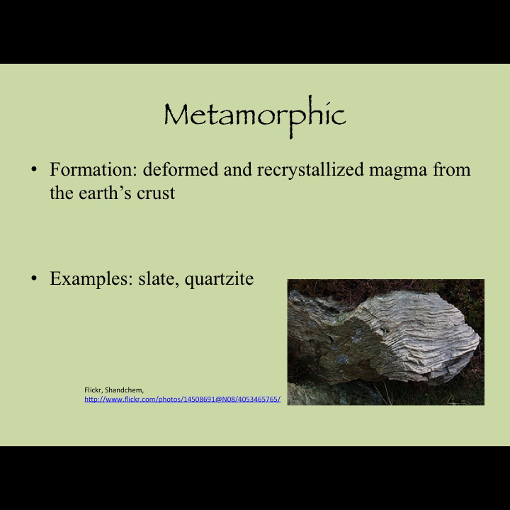The third and last type of rock is metamorphic rocks. Metamorphic rocks are formed actually from deformed and recrystallized magma from the Earth's crust. Examples of metamorphic rocks include slate and quartzite. And this picture shows what a common metamorphic rock can look like in a mountainside or a common part of the Earth.